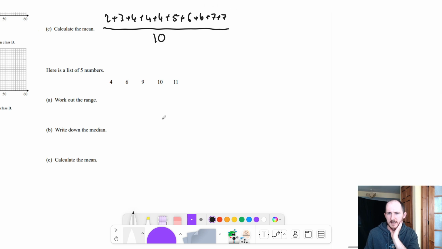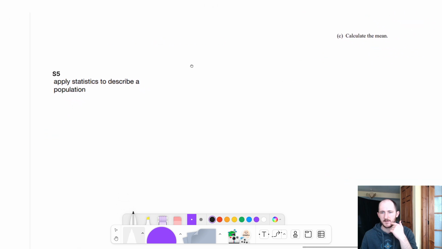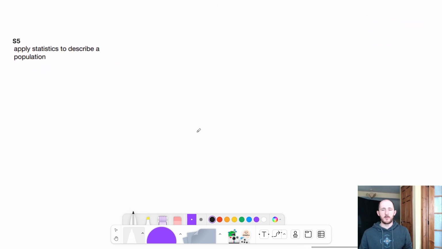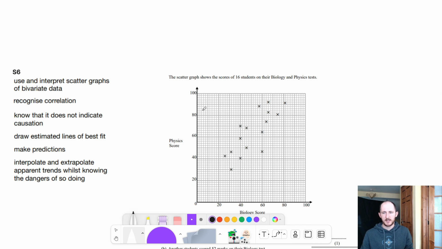Again, range, biggest minus smallest. Median is the middle number, so you write the numbers in order of size. This has already been done for us, and then you just kind of find the middle. So I like to cross them off one by one, circle it, and again the mean's the same. So applying statistics to describe a population, it's very similar to what we did with the box plots. You want to look at the average and you want to look at the spread. Average, you can use mean, median, or mode. Normally you use mean or median. And for the spread, you use range or interquartile range.